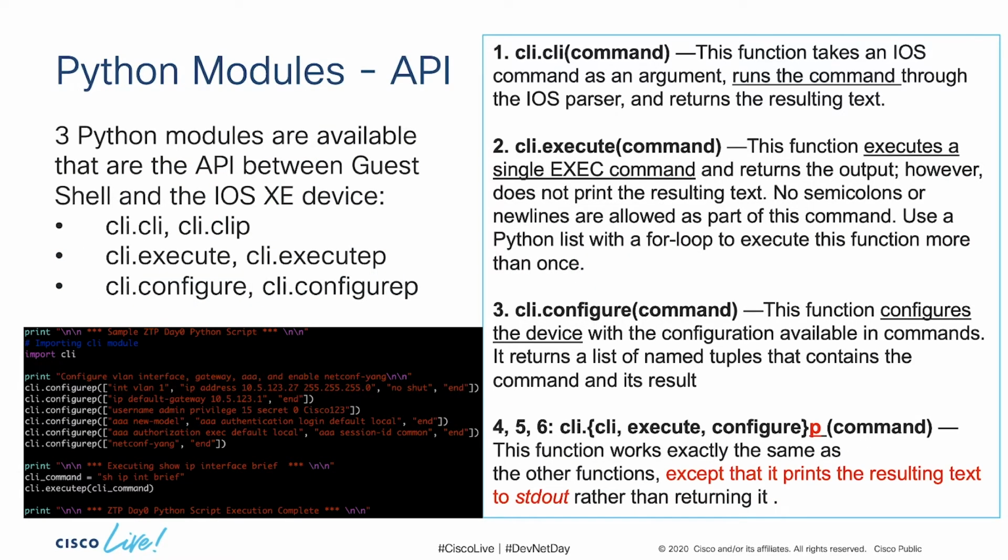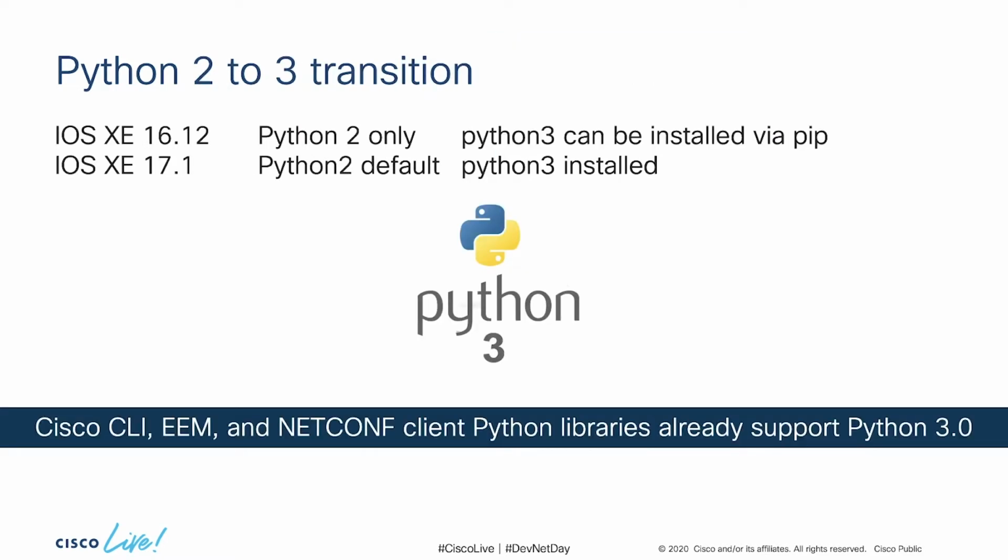Now, just a couple words about the Python modules. There are basically 3 modules that ship with the on-box Python interpreter on iOS XE, for doing show commands, execute, and configuration commands. So we're able to completely configure the device, as well as use show commands to get variables. One common use case is to use a show command to get the device serial number, or look at the CDP neighbors, and then use that as a variable within the Python script. Today we are using Python 2, which is nearing end of life, and we have support for Python 3 beginning with iOS XE 17.1.